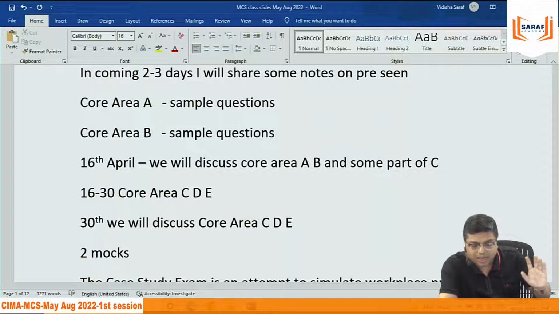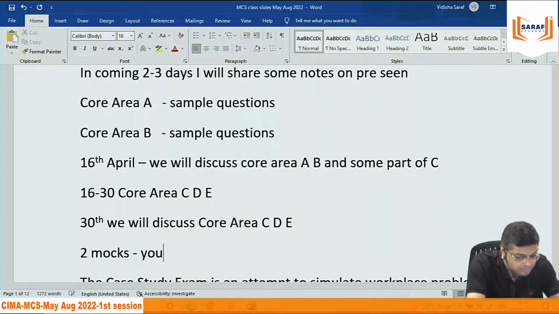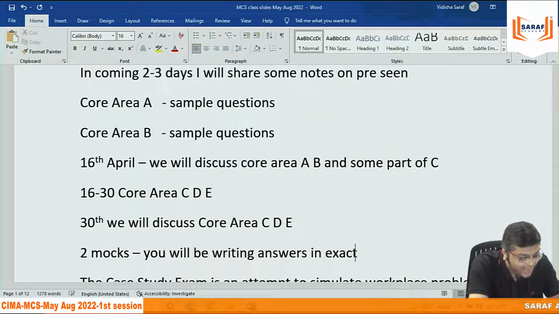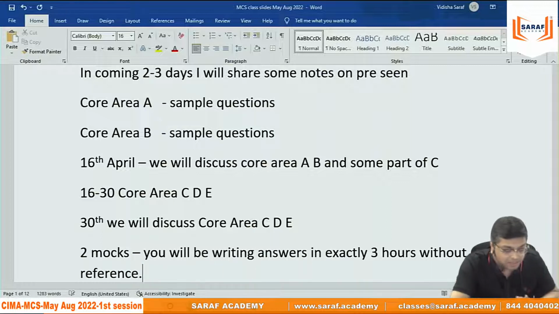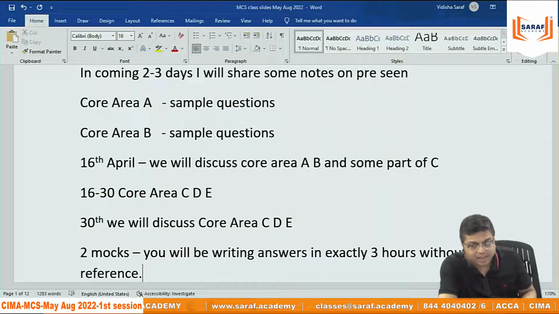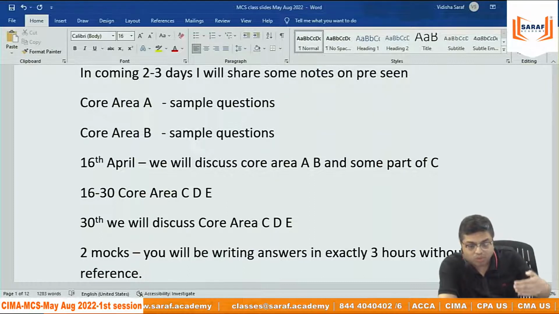Two mocks means now they are not related with A, B, C, D, E, all. Because A, B, C, D, E are discussed, understanding developed. Now there will be two mock questions given to you. Those two mock questions you will be writing answers in exactly 3 hours without any reference. That means now you will not refer to any Google, any material, nothing. That means you are going to the next level.